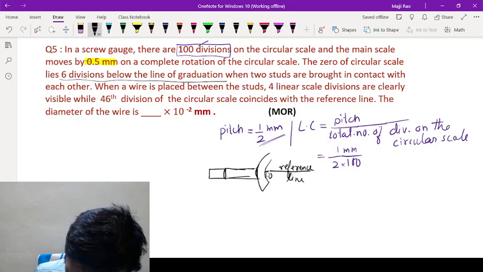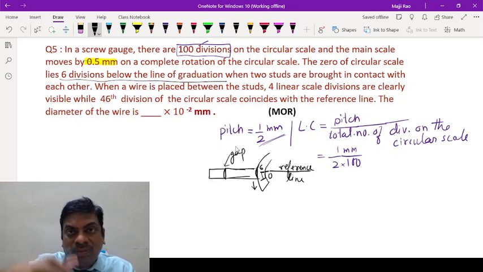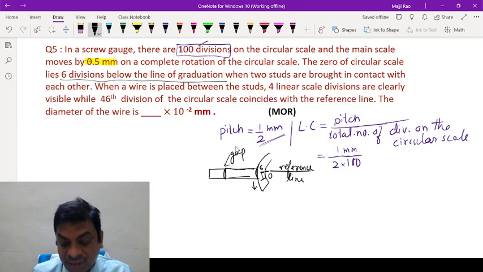Reference line. Zero should be there. But in case the zero is six divisions below, so that the sixth division is coinciding, that means it is already moved in the anticlockwise direction, because you have to move it anticlockwise to create a gap here. Once you create a gap, only then you will be able to insert the object whose dimensions we have to measure.